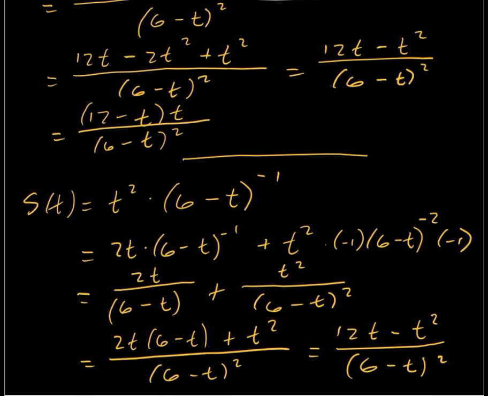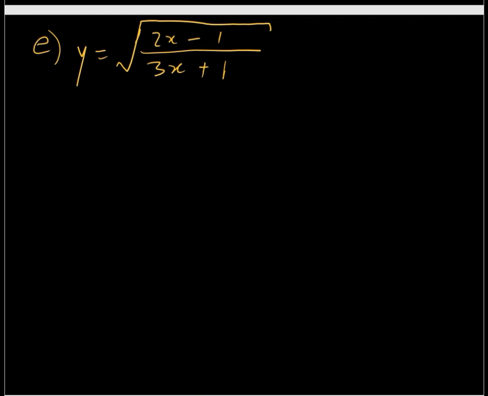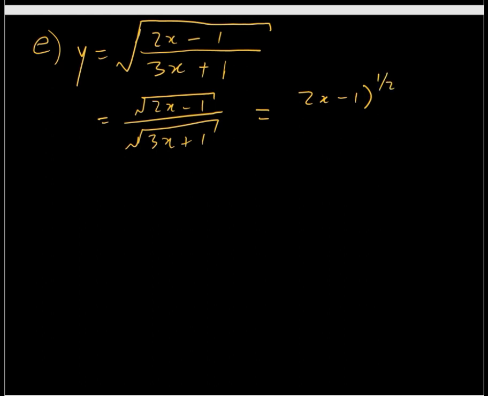You get the same answer. So let's do this last example, which is y is equal to the square root of (2x minus 1) over (3x plus 1). Again, we have options here. We can write this as the square root of 2x minus 1 over the square root of 3x plus 1, and then do the quotient rule. We can write this as (2x minus 1) to the power half over (3x plus 1) to the power half.